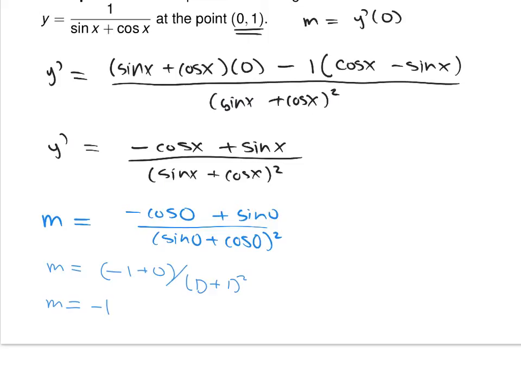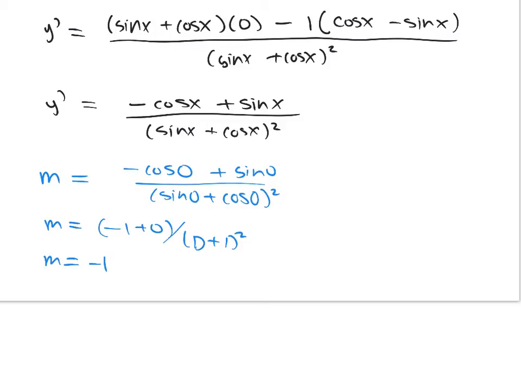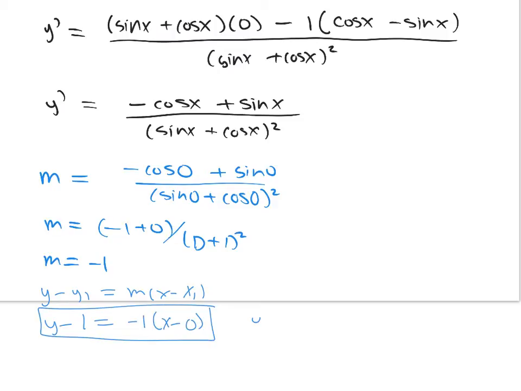You buy it? Okay. So then get the equation of the line. y minus y1 equals m times x minus x1. So what's that? y minus 1 equals negative 1 times x minus 0. Or if you get it in slope-intercept form, it's negative x plus 1.